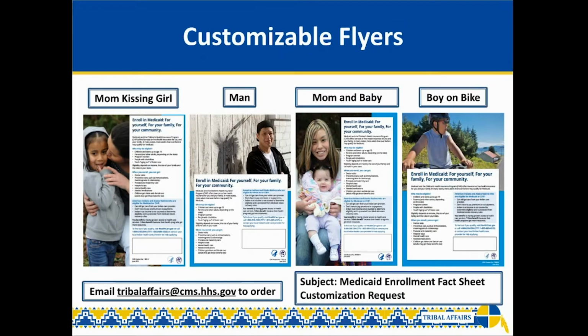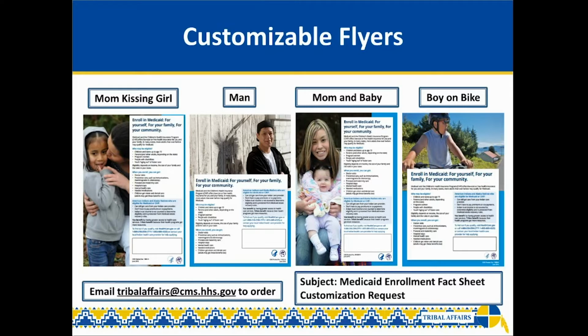We heard from many of you that you would like to customize a fact sheet with your own information. So we developed 4 versions of a Medicaid and CHIP flyer that you can request to be customized for your location. You can see that the 4 versions are 1, mom kissing daughter, 2, man, mom and baby, and our 4th is boy on bike. The message is the same for all of the fact sheets. Enroll in Medicaid for yourself, for your family, and for your community.